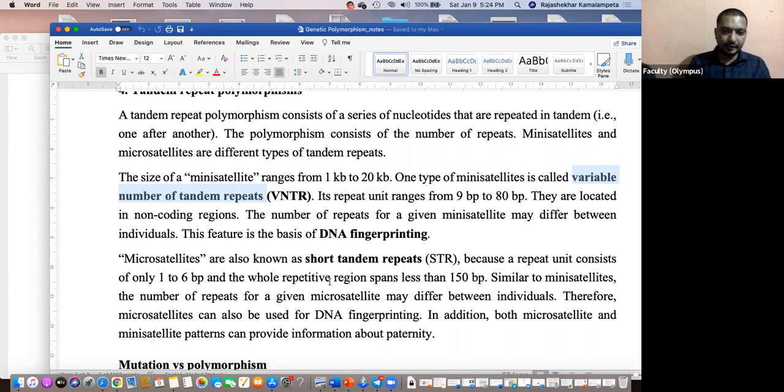Okay, these are short tandem repeats. They are very small and their number may vary. So if number is varying, number of repeats are varying, you call them variable number tandem repeats. We'll come back to this sequence again because this is a principle behind DNA fingerprinting. And in unit 9.4 or unit 12, we are going to learn about DNA fingerprinting.